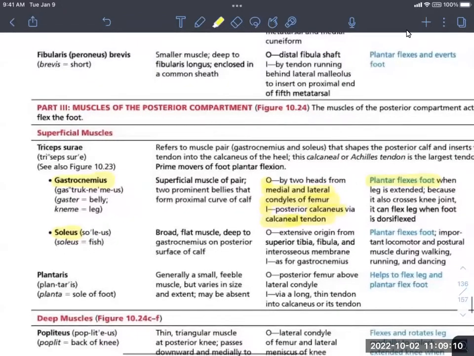Soleus. Soleus is just underneath that gastrocnemius. It originates at the proximal tibia and fibula. It inserts at the calcaneus. Plantar flexes the foot again.